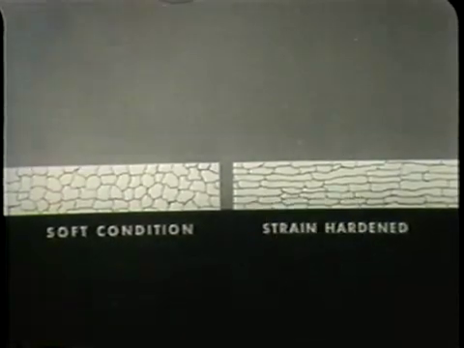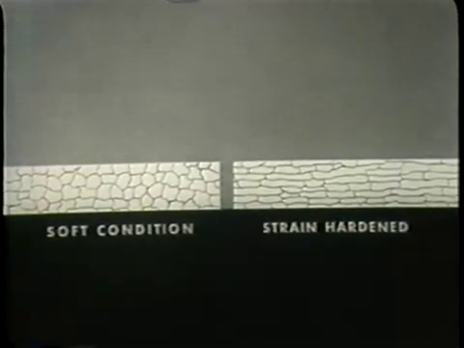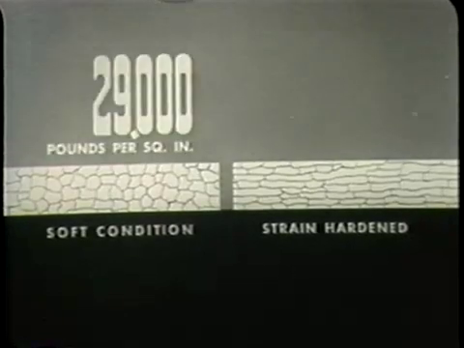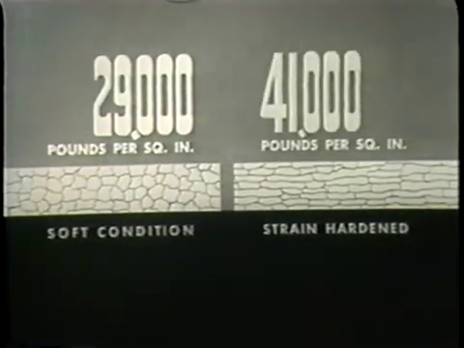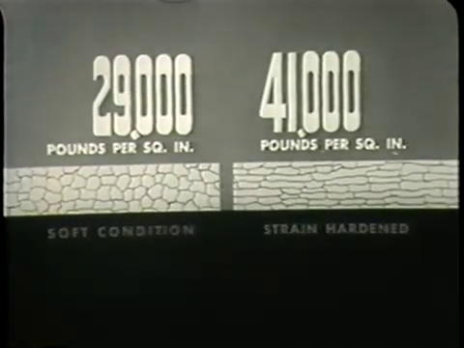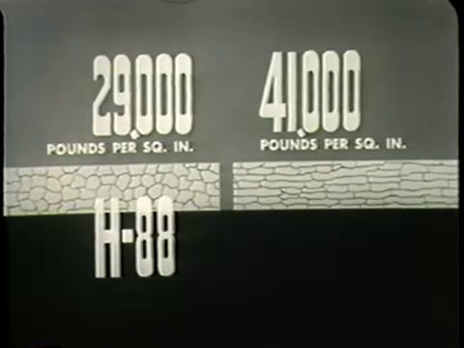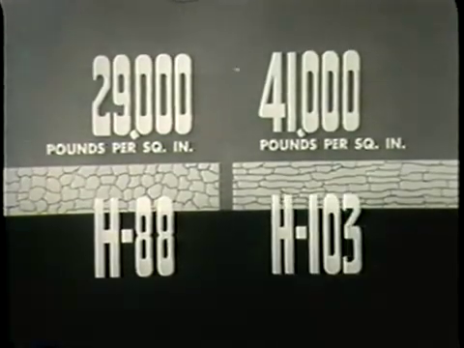For example, strain hardening caused by rolling or stretching a specimen of aluminum alloy 52S might increase the alloy's tensile strength from 29,000 pounds per square inch to 41,000 pounds per square inch and raise the metal's Rockwell hardness number from H88 to H103.